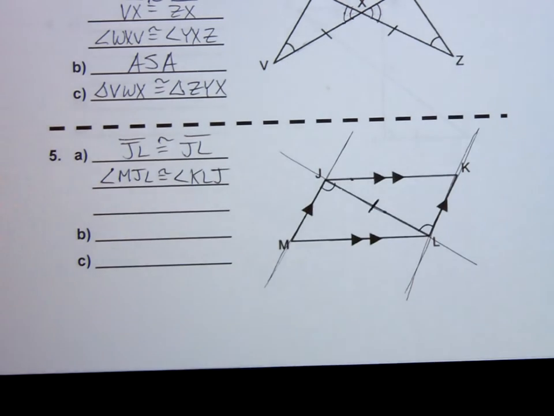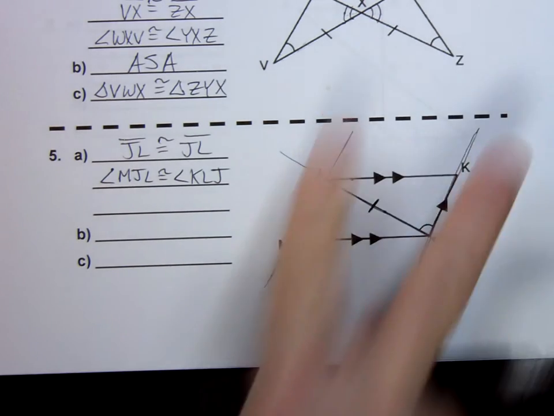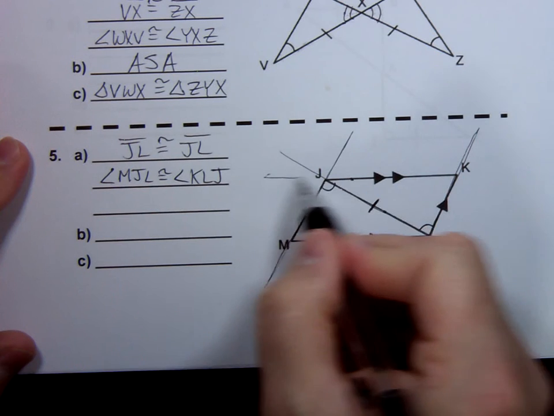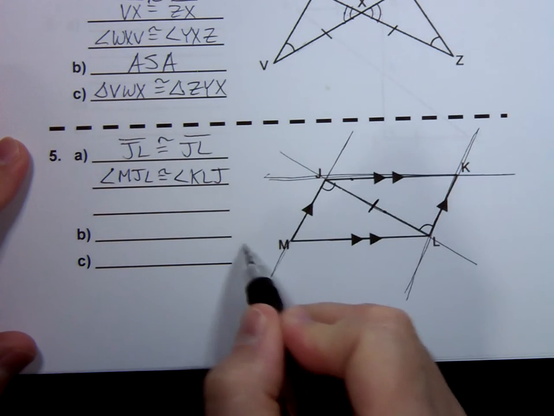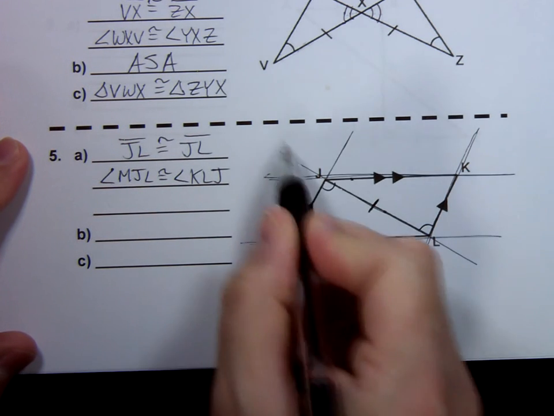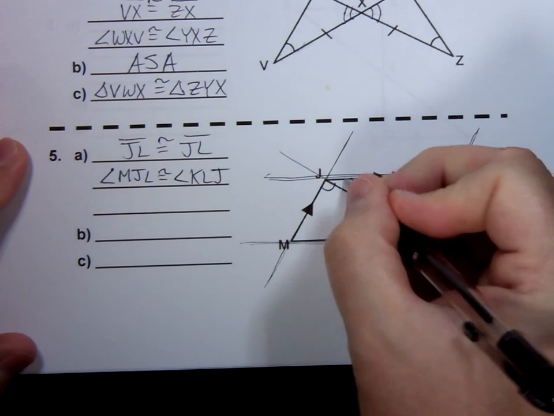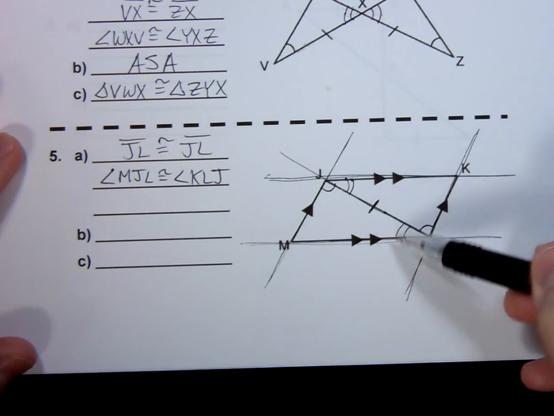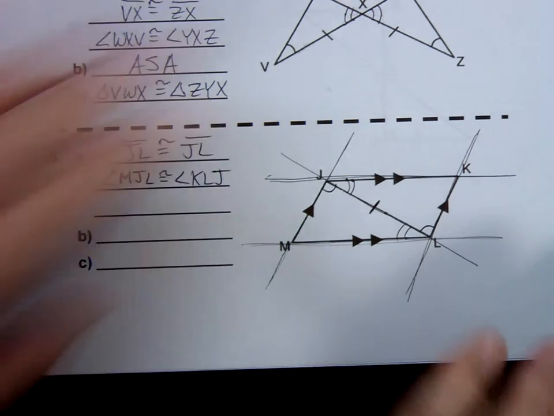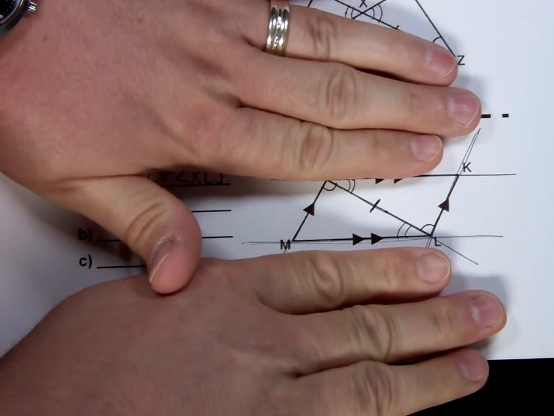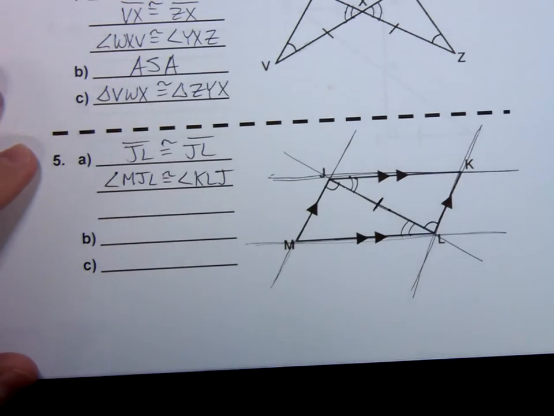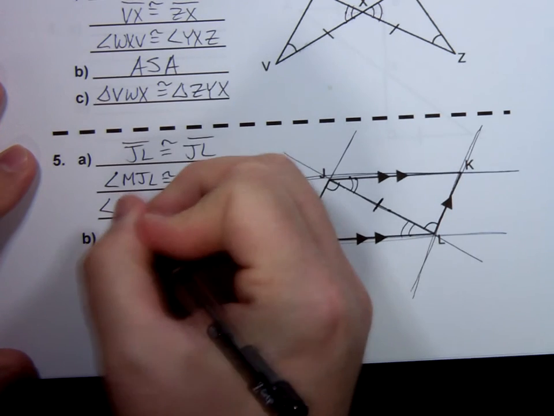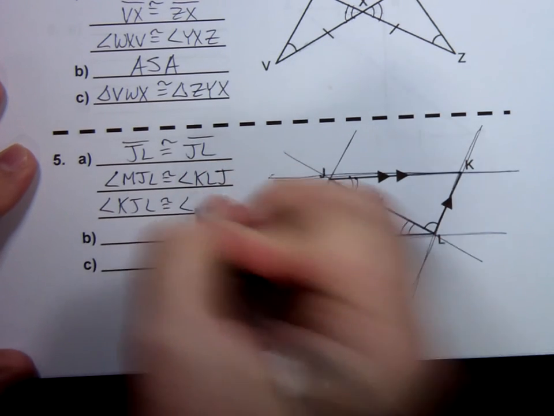Now that was utilizing these parallel lines. We have another pair of parallel lines. These lines are parallel. Same transversal. Another pair of alternate interior angles. They're on different sides of the transversal again, and they're still inside those two parallel lines. Those are alternate interior angles as well. So we can say angle KJL is congruent to angle MLJ.